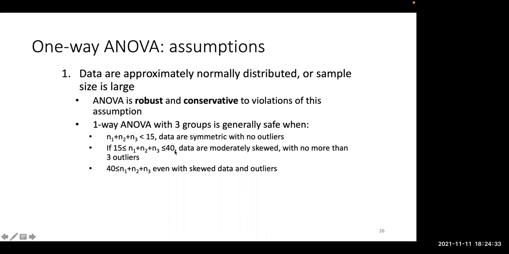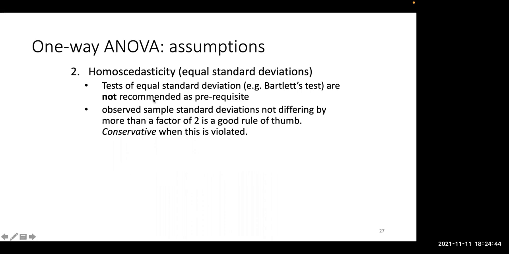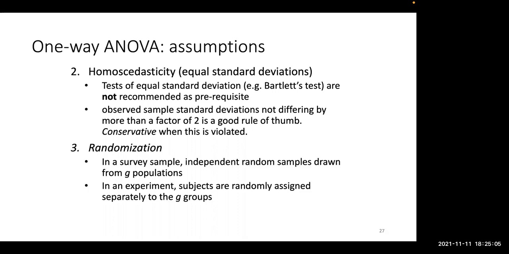When you have a considerably large sample size, it can get problematic, but you can even get away with moderately skewed data. Thirdly, you need homoscedasticity. That means that the variability for all 3 groups needs to be comparable. So it shouldn't differ by more than a factor of 2 in the standard deviation within the groups. It's more conservative when this is violated, but it is problematic. And you also have non-parametric approaches to that, where you don't make assumptions about the homoscedasticity, but we're not discussing this in the context of this class.